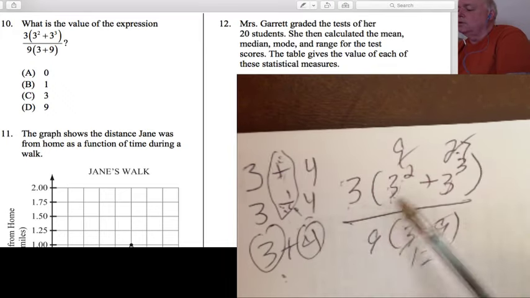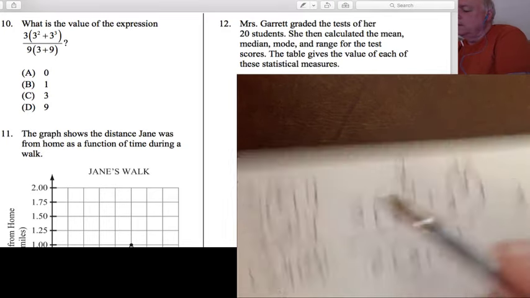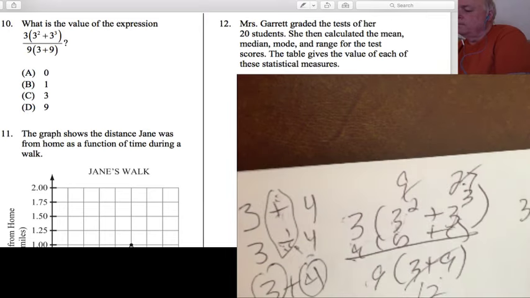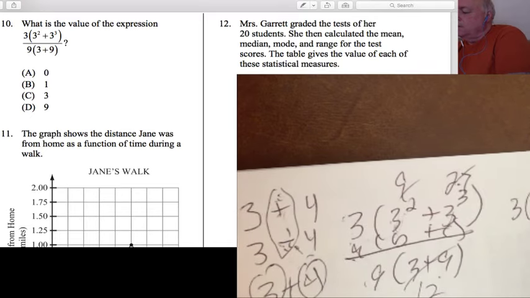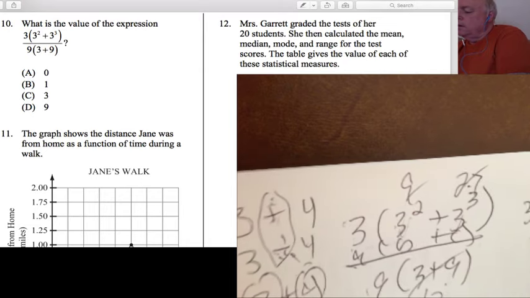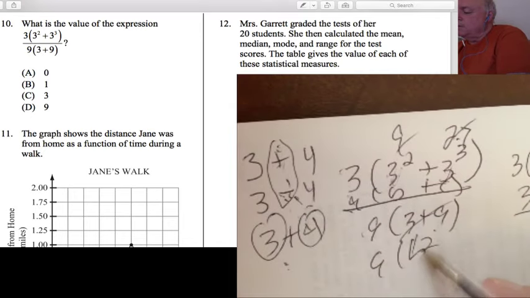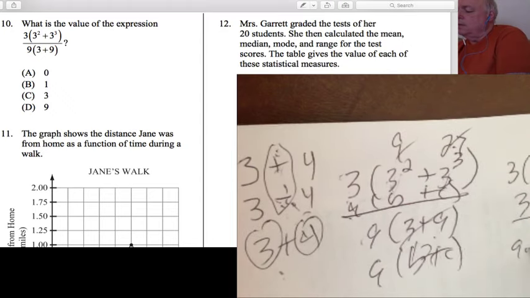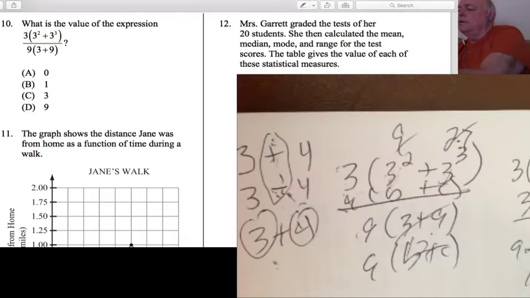You could also just do the distributive property. This is the same as A times B plus C. So we can do 3 times 3 squared plus 3 times 3 cubed, and get 3 cubed plus 3 to the fourth. Over here, we can do the same thing, since this really is the same as A times B plus C as well. So we can do 9 times 3 plus 9 times 9. That gets too busy. It's just easy to collapse this to 12. The denominator becomes 108.